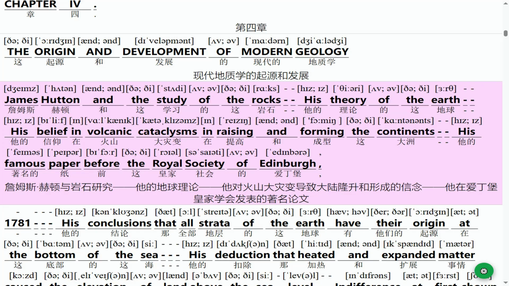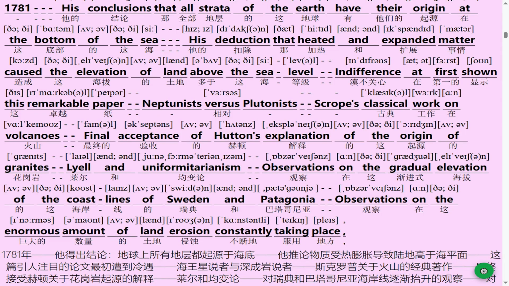James Hutton and the study of the rocks. His theory of the Earth. His belief in volcanic cataclysms in raising and forming the continents. His famous paper before the Royal Society of Edinburgh, 1781. His conclusions that all strata of the Earth have their origin at the bottom of the sea. His deduction that heated and expanded matter caused the elevation of land above the sea level.